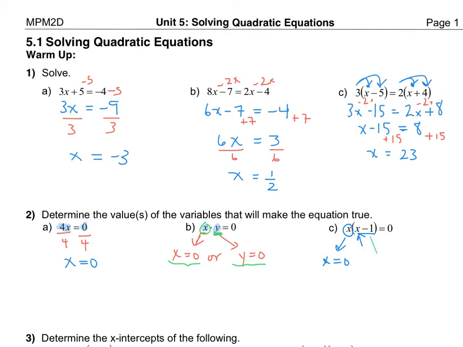Or the other possibility is that x take away 1 is equal to 0, which means that x would have to equal +1. And I just get that by adding 1 to both sides of that equation. So if x was equal to +1, what we have is +1 take away 1 inside that bracket, which makes that 0. And then 0 times 1 would give us 0 again. All right, so that's an important piece of information there that we need.